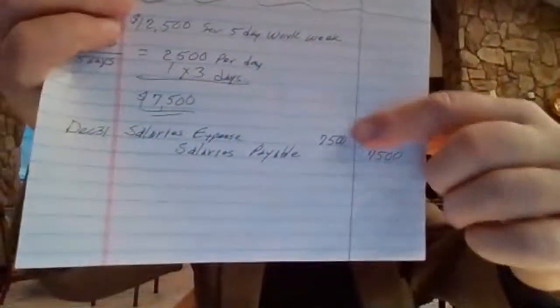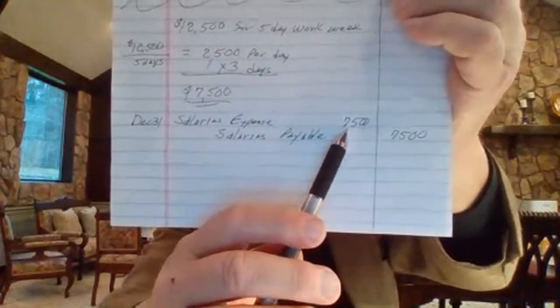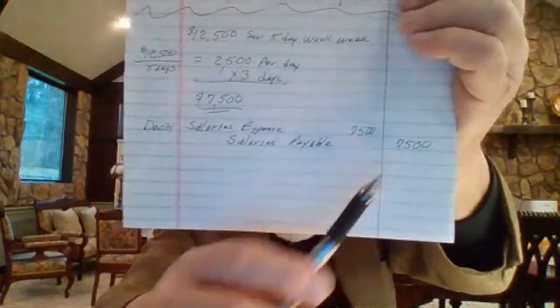Okay, so now the entry would be December 31st, accrue that expense, debit salaries expense, and credit the liability salaries payable for the amount we just computed, $7,500. Okay. There's the entry. Salaries expense, $7,500. Salaries payable, credit, $7,500.